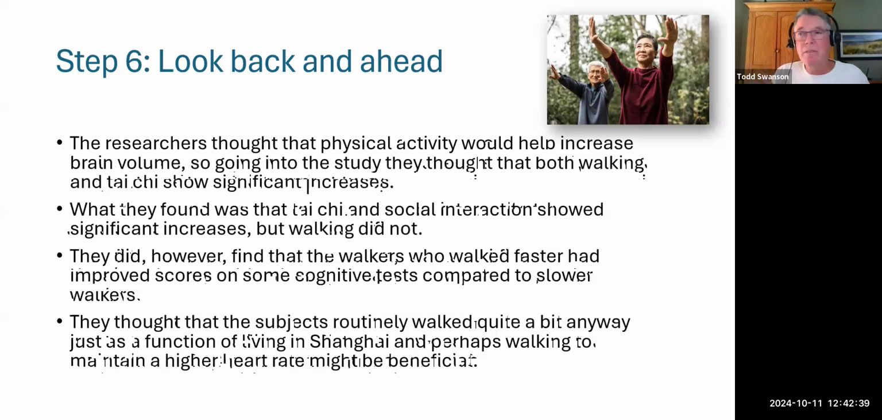So they did something with their speed of walking that they were calculating as well. They thought the fast walkers did show some improvement. And they thought that those subjects living in a big city like Shanghai probably did quite a bit of walking just as a function of daily life. And if they're going out to the track to walk on the track, they're really not doing anything differently than they've done day after day after day. But they thought if they made them walk faster than they usually do, that might be beneficial.